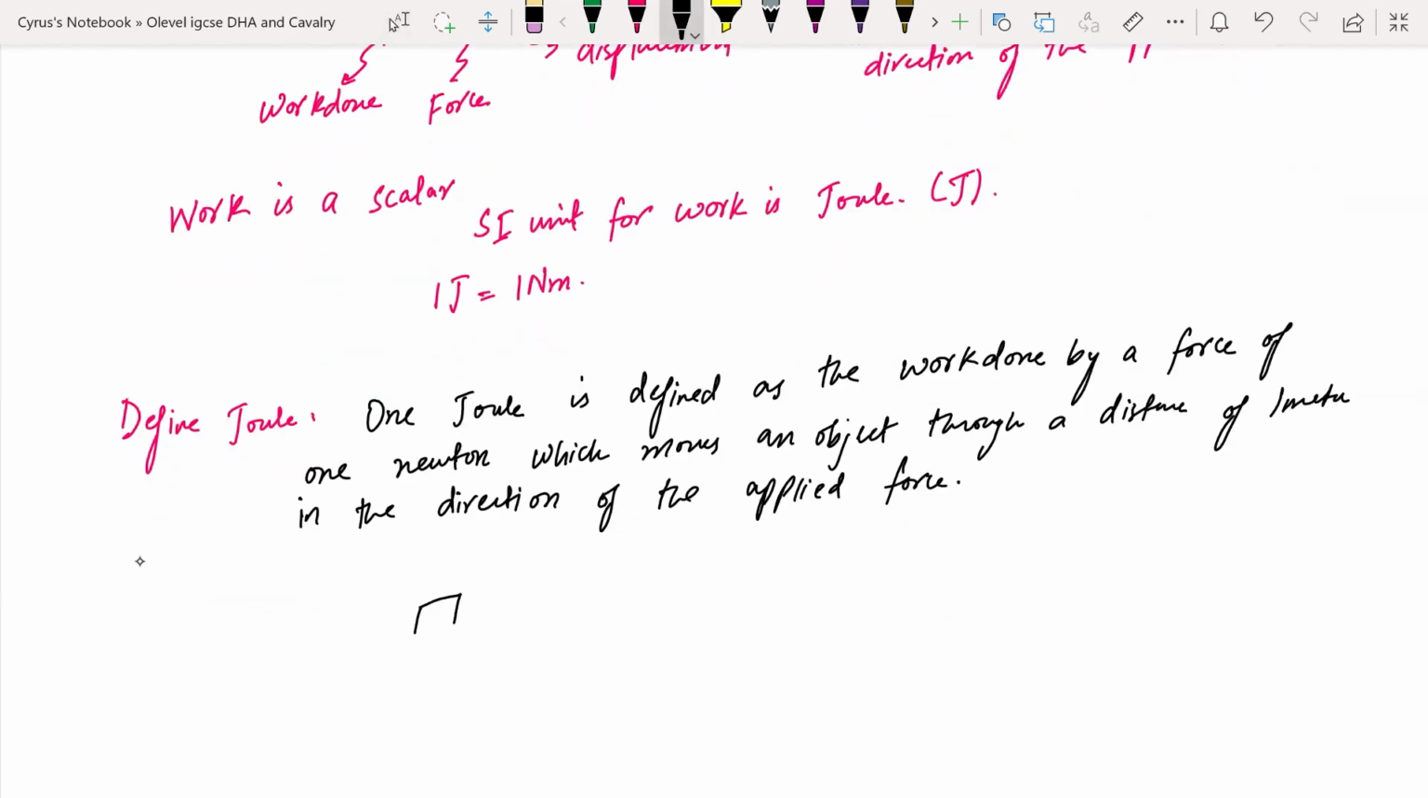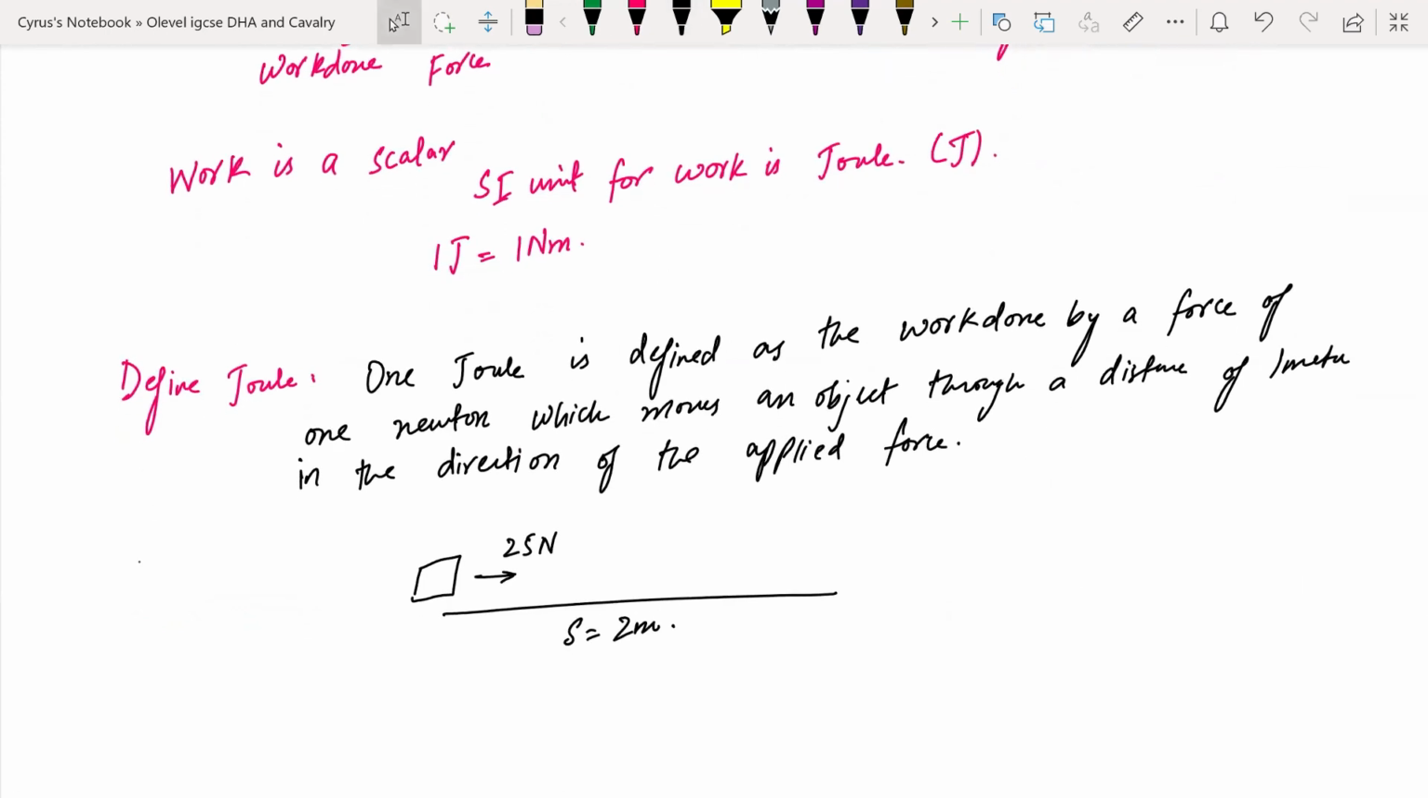If you have an object here like this, and you apply a force of 25 Newton here, and the displacement is 2 meter, what is the work done? That is 50 joules. So the work done here is going to be force into displacement. And you know that the force is 25 Newton and the displacement is 2. So you get what? You get 50 joules here.